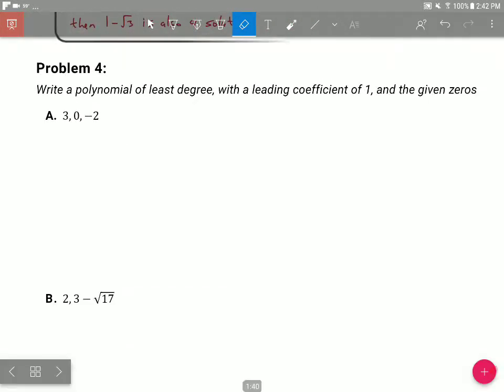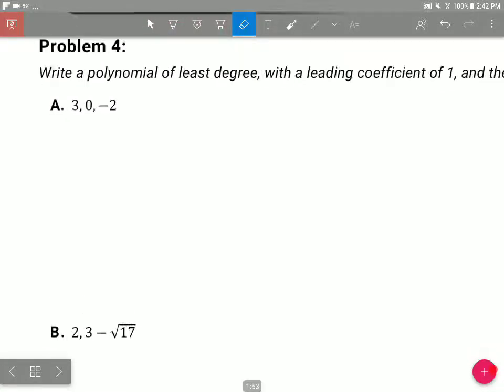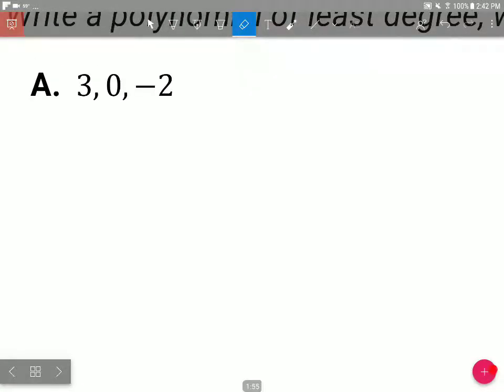So problem 4: write a polynomial of least degree with a leading coefficient of 1 and the given zeros. Basically what that statement says is don't overthink it. Just give us something with these solutions. Okay? So if I have those 3 solutions, I'll zoom into the 3. If I got the 3, I know that x minus 3 is one of my solutions.